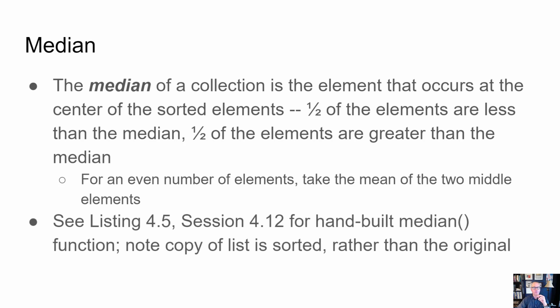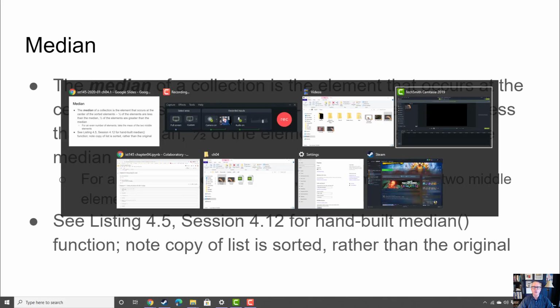So listing 4.5 and session 4.12 show us a hand-built median function. And something to take note of there is that we're making a copy of the list to sort it rather than looking at or sorting the original so that we don't disturb the original data. Often we want to make sure that when we're doing our statistics, the original data isn't actually modified in any way. So let's take a look at that.